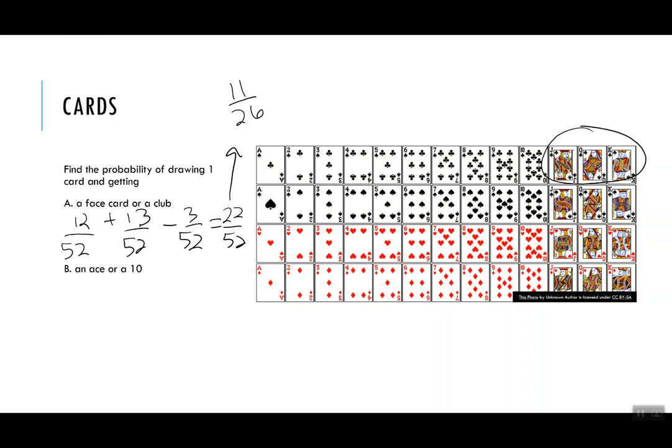And the last one says, what if I had an ace or a 10? Well, there are 4 aces out of the 52. There are also 4 10s out of 52. This time, an ace can't be a 10, so I don't have anything to subtract. I have 8 over 52, which is 2 over 13.